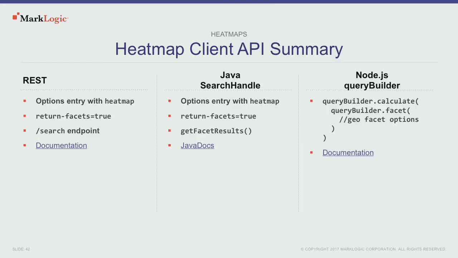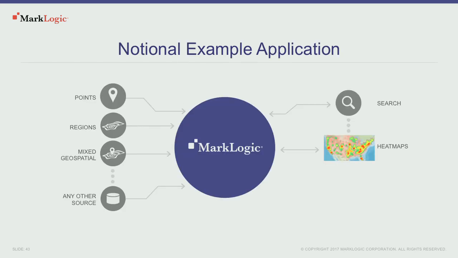There is also a client API for all of these. So again, REST, Java, Node. Node is a little different than the other two just because it's Node. If you're used to programming in Node and JavaScript, that will look very familiar to you. And if you are not, the more programming in Node and JavaScript that you do, the easier that will become to you. But it is structured a little bit differently from the other ones just because the language is a little bit different. So that covers heat maps.